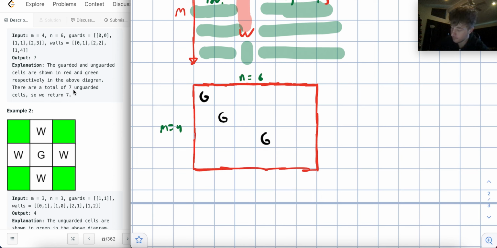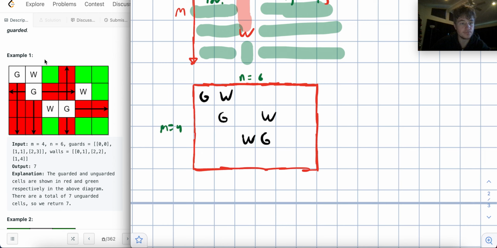Walls: 0, 1 is a wall. 2, 2 is a wall, so 0, 1, 2. 0, 1, 2 is a wall. And 1, 4 as well. 1, 1, 2, 3, 4. All right, is that right too? Okay. Now the easiest way to do this, 0, 1, 2, 3, 4.